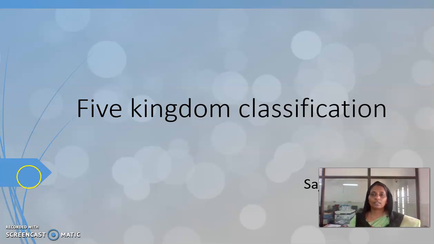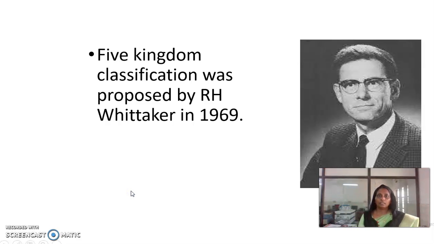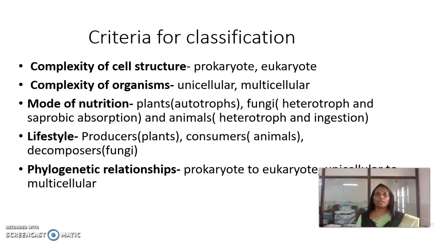Today we can see the 5 kingdom classification by R.H. Whittaker. It was proposed by R.H. Whittaker in 1969. And he used the following criteria for the classification: the complexity of cell structure, complexity of organisms, mode of nutrition, lifestyle, phylogenetic relationships, etc.